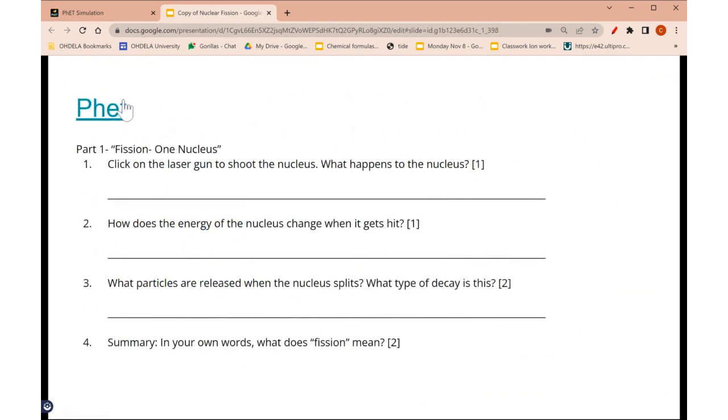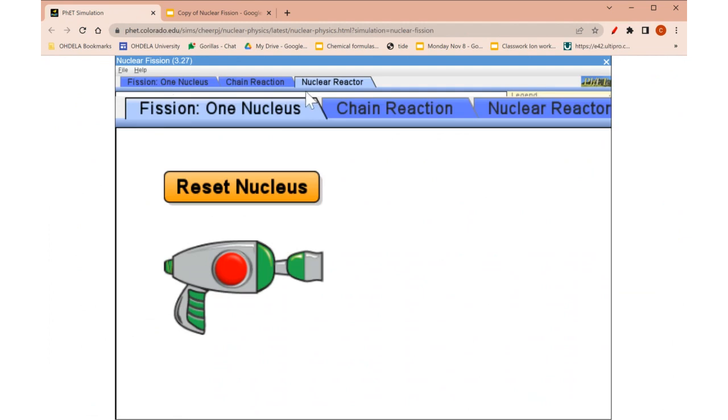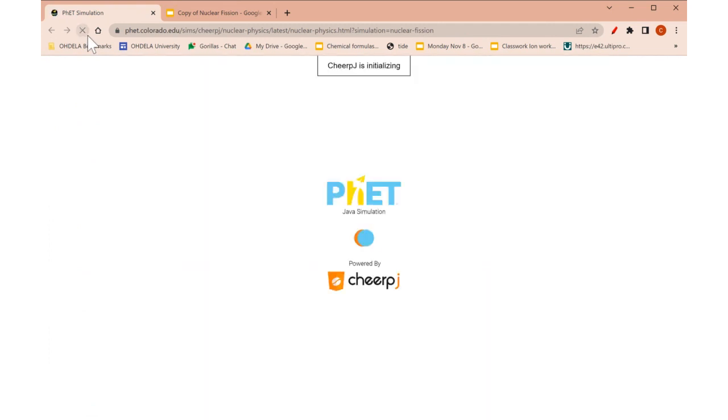All right, so let's take a look at this PhET. Click the laser gun to shoot the nucleus. What happens to the nucleus? How much energy does the nucleus change? What particles are released? And what does fission mean? Did I say fusion? I'm sorry, it's fission. Right, so let's go to fission. All right, so reset. I need to start this over again here.